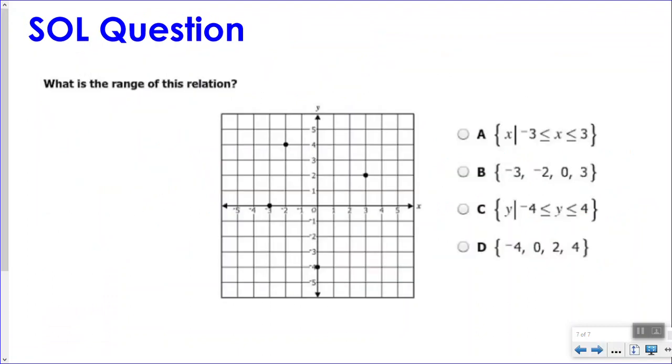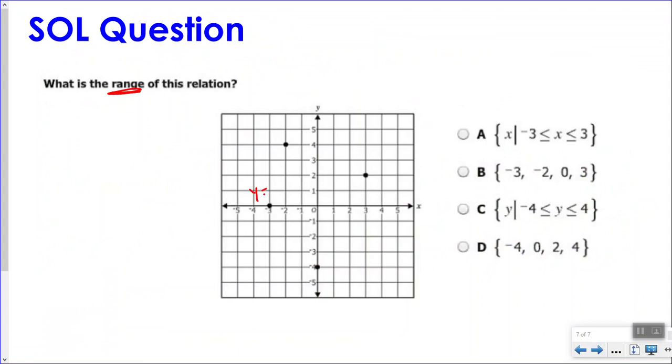Now for the last one, the SOL likes to ask about domain and range because they like to know what you know about functions. So here we have a graph. We have a couple different points on the graph. We have 4 different values, and we need to identify the range. So range is the y values.